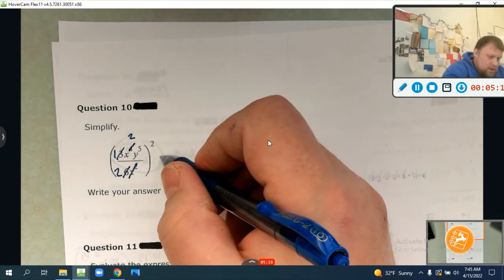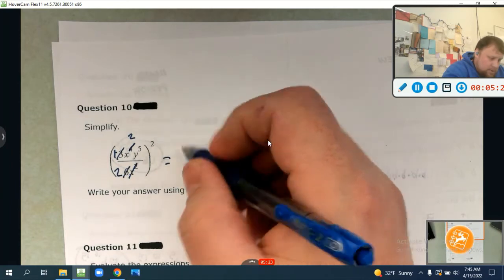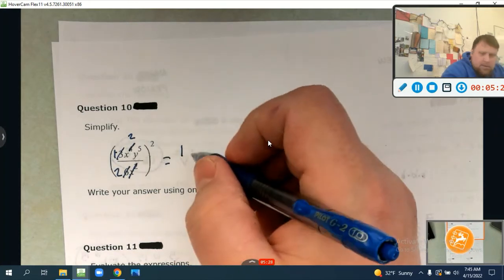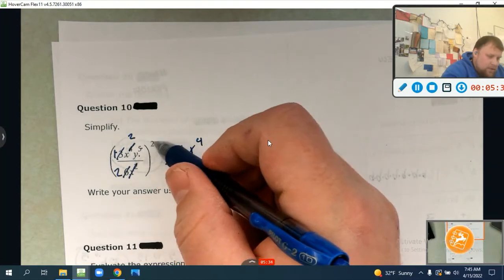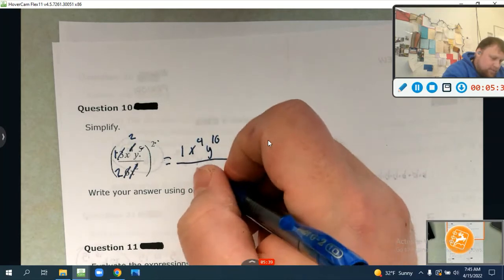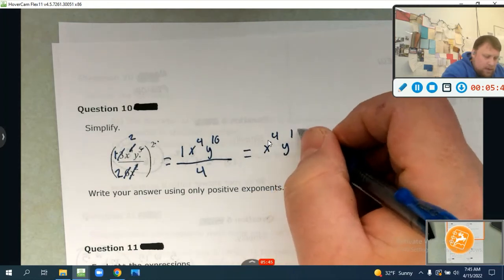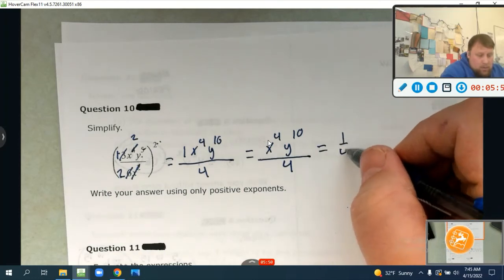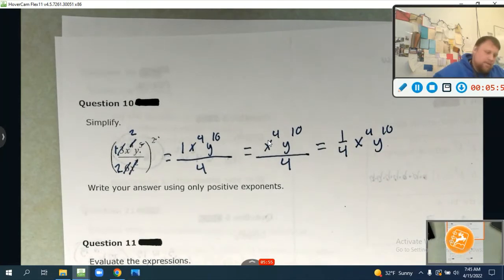And now let's do this. So I'm going to have 1 squared, which is just 1. x squared squared is x to the 2 times 2, which is x to the 4th. y to the 5th squared is 5 times 2 is 10, so y to the 10th. All over 2 squared, which is 4. We really don't even need that 1. We could actually write this as x to the 4th, y to the 10th, all over 4. Or we could write it as 1/4, x to the 4th, y to the 10th. However you want to write it is really good. Okay?